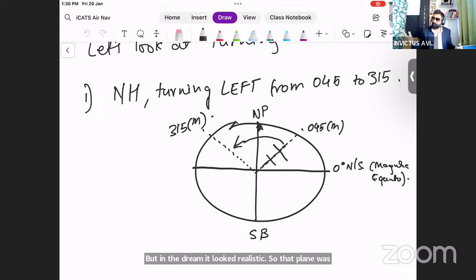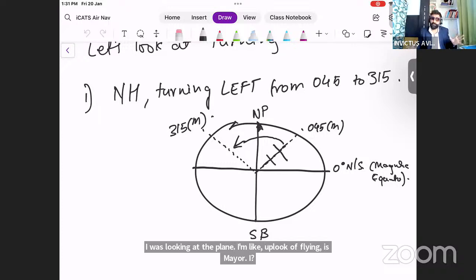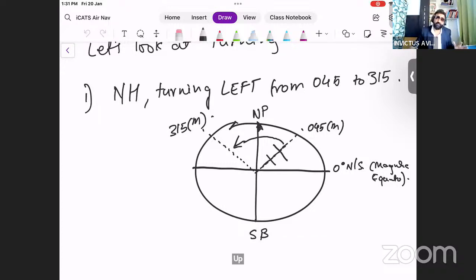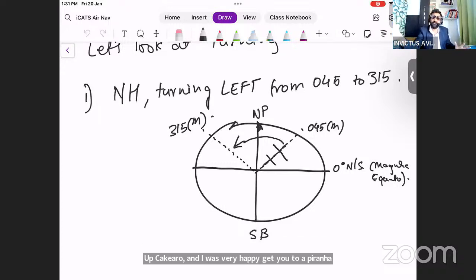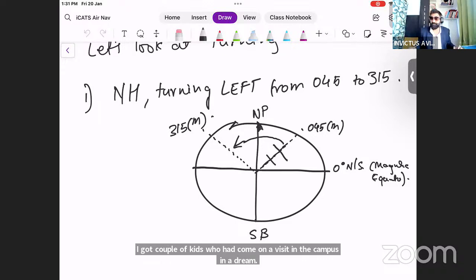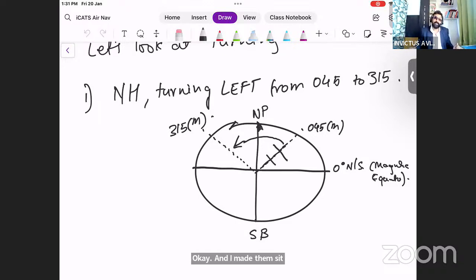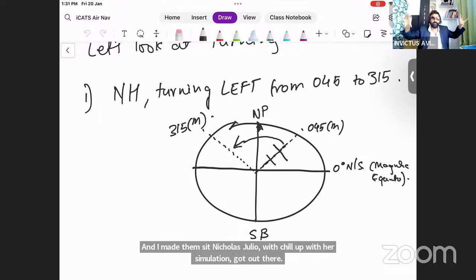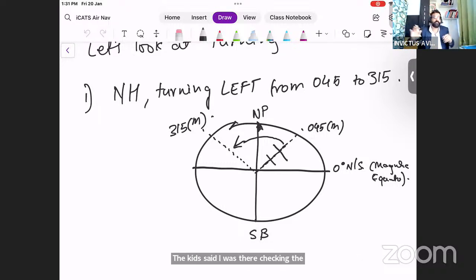I'm like, आप लोग का flying इसमें हो रहा है? आप क्या कर रहे हो? And I was very happy कि चलो ये पुराना plane and let's try to turn it on and all. So I got a couple of kids who had come on a visit in the campus in the dream, okay? And I made them sit. That चलो बच्चे लोग आप लोगों को थोड़ा simulation कराता हूँ. The kids sat. I was there checking the propellers. It was like a turboprop twin engine airplane. And just before I could tell one of the kids, don't touch any buttons.